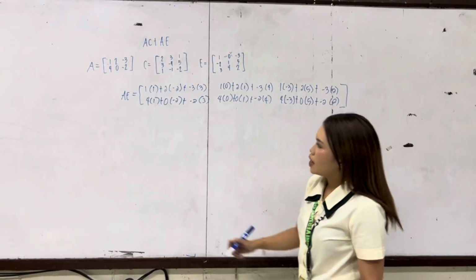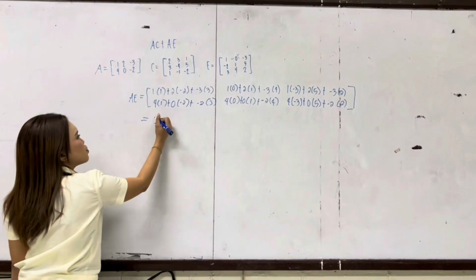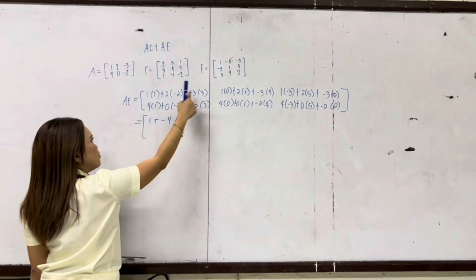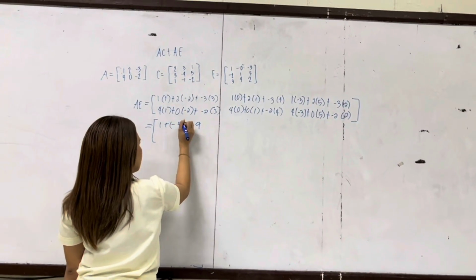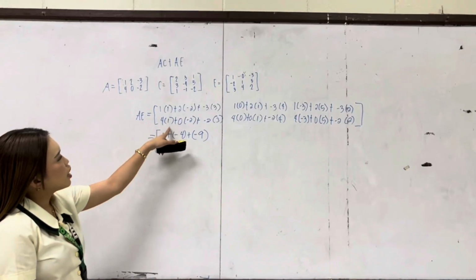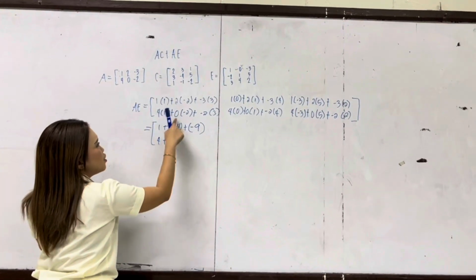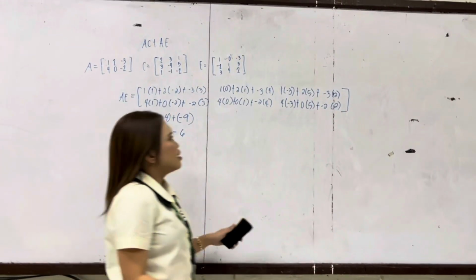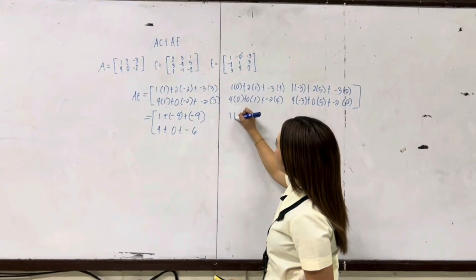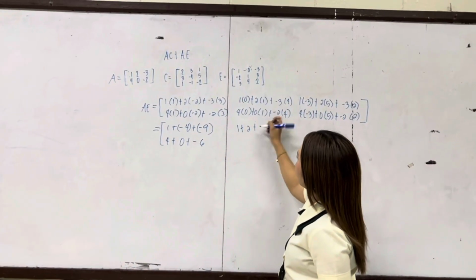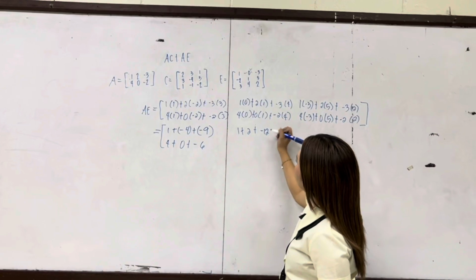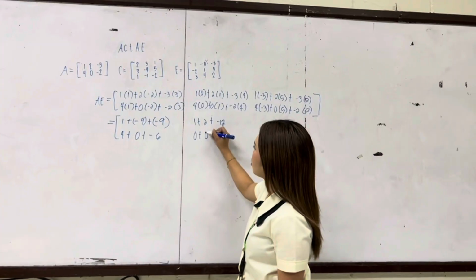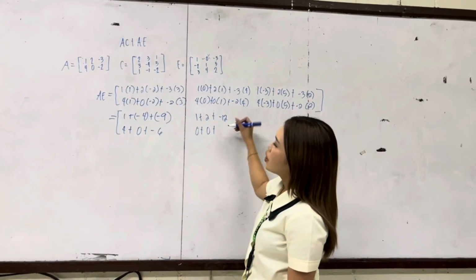Now let's multiply them together. 1 times 1 is 1 plus 2 times negative 2 is negative 4 plus negative 3 times 3 is negative 9. Next, 4 times 1 is 4 plus 0 times negative 2 is 0 plus negative 2 times 3 is negative 6. Next one. 1 times 0 is 0 plus 2 times 1 is 2 plus negative 3 times 4 is negative 12, and 4 times 0 is 0 plus 0 times 1 is still 0 plus negative 2 times 4 is negative 8.